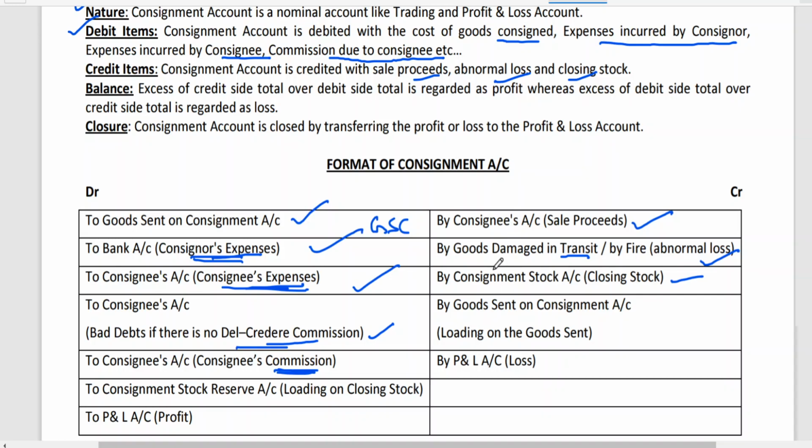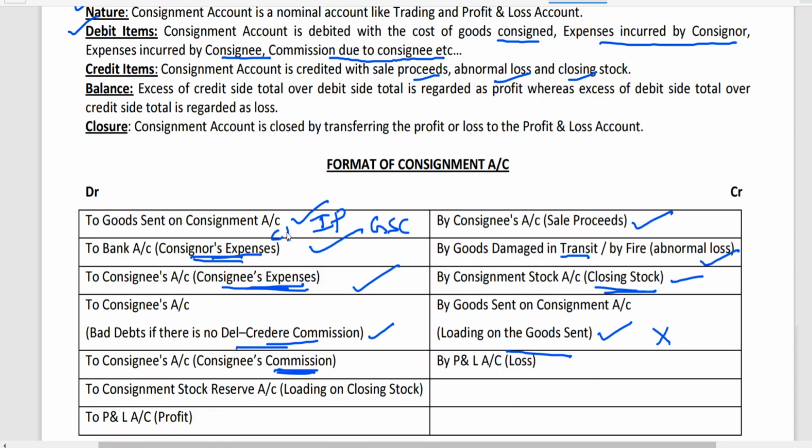Now you can see. Consignment account to goods sent on consignment, loading on goods sent will be taken on the other side. I told you loading is also there on closing stock. This is closing stock. Loading on closing stock here. See, when this is at invoice price, loading is important. If this is at cost price, loading is not important.